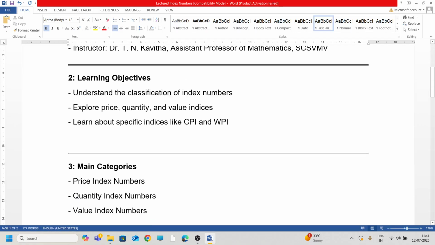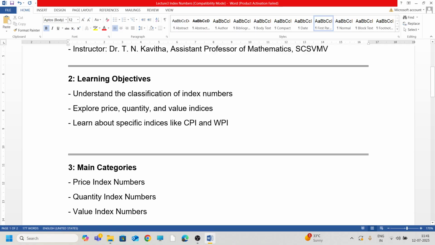Learning objective: understand the classification of index numbers, explore price, quantity and value indices. Learn about specific indices like CPI and WPI. By the end of this session, you will be able to classify index numbers into major types, understand their construction and purpose, and identify popular examples like CPI and WPI.